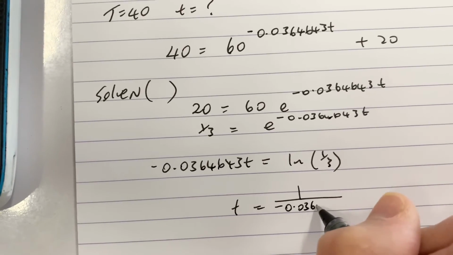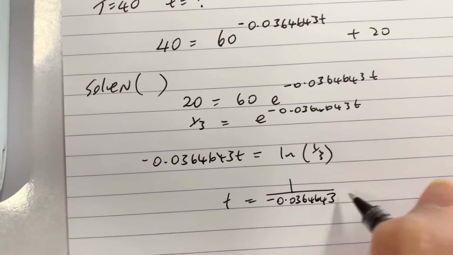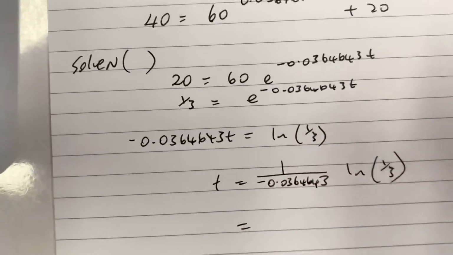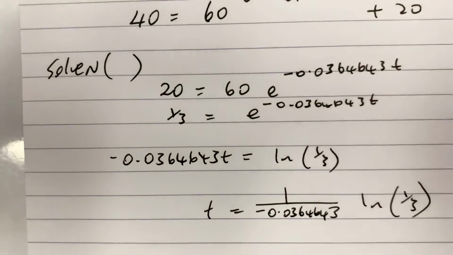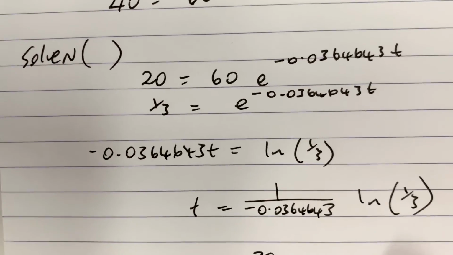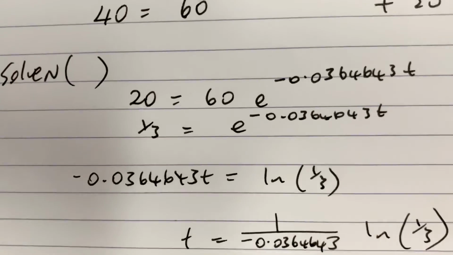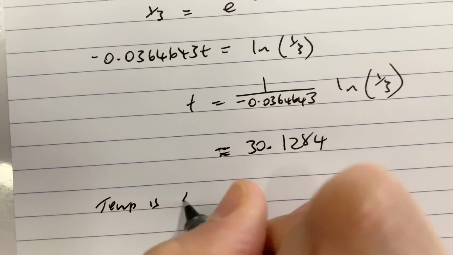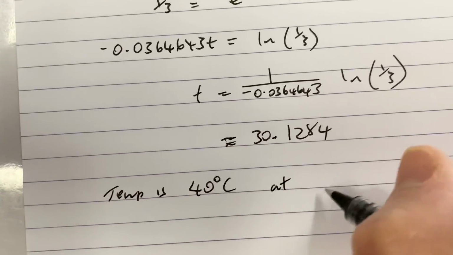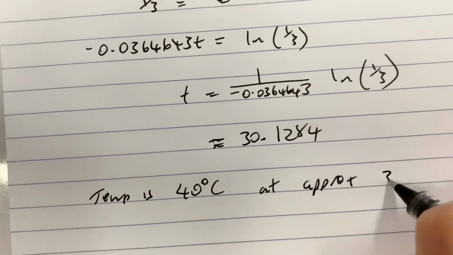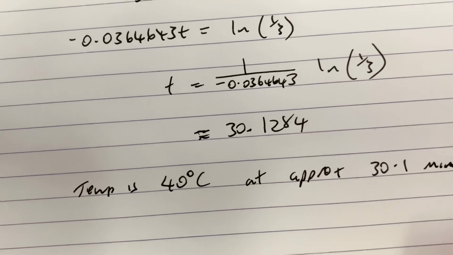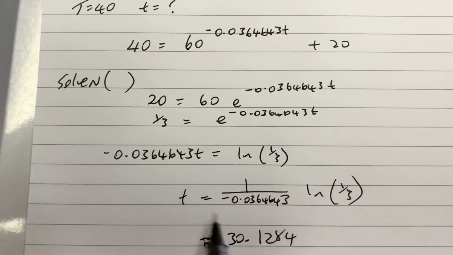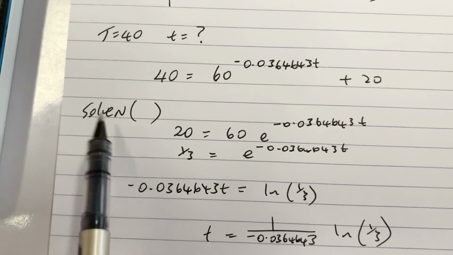t equals ln a third over negative 0.0364643. And we should get an answer of about 30.1284. So therefore, we're going to say temp is 40 degrees at approximately 30.1 minutes. Finishing that off. So option here, solving that last one out, solve it like that if you want, or just solve would be correct. Okay.